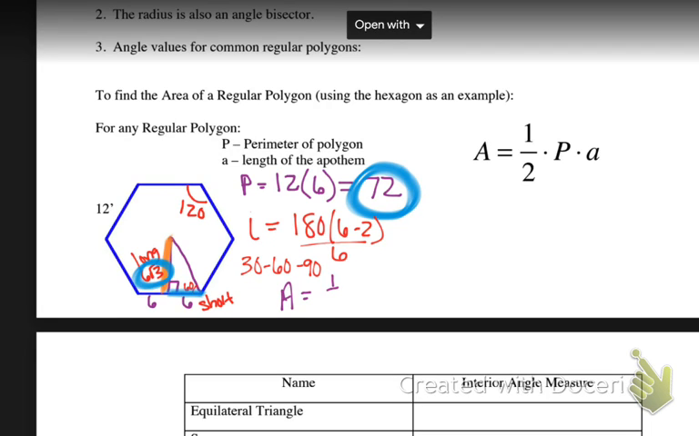So area is 1/2 perimeter times apothem. Do not type that square root of 3 in your calculator or it's going to give you a decimal, and we do not want the decimal answer. What you can type in your calculator is the 1/2 times 72 times 6, and then just don't forget that there's still a root 3 in your answer.